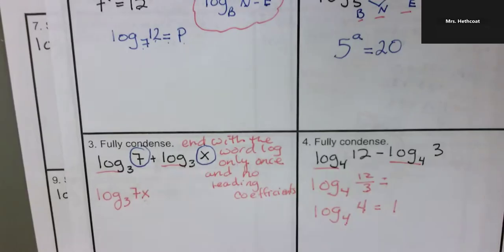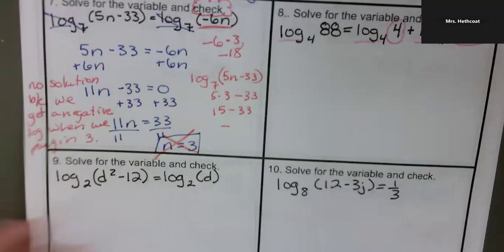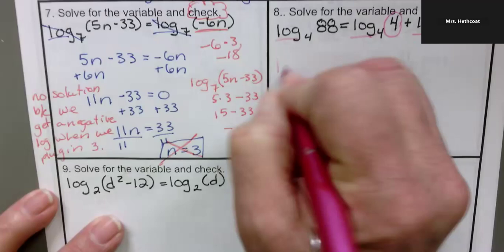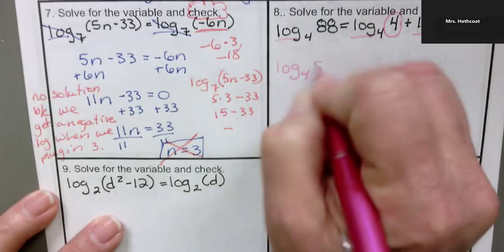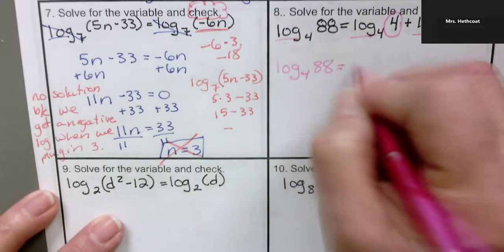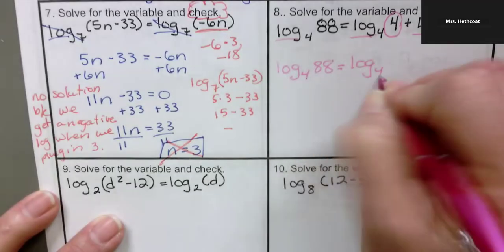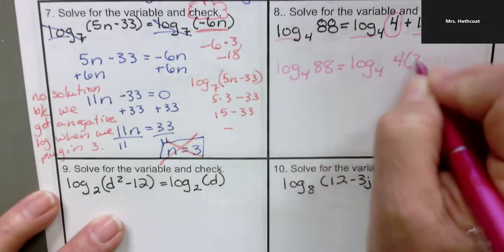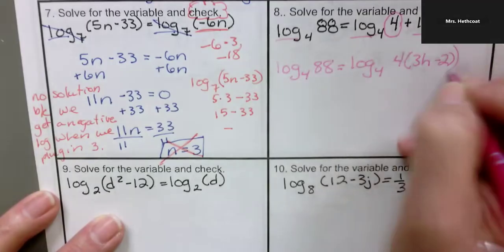So 7 times x. So here we get to rewrite the first side. Log base 4 of 88 equals log base 4 of 4 times 3h minus 2. Then you can double parentheses that.